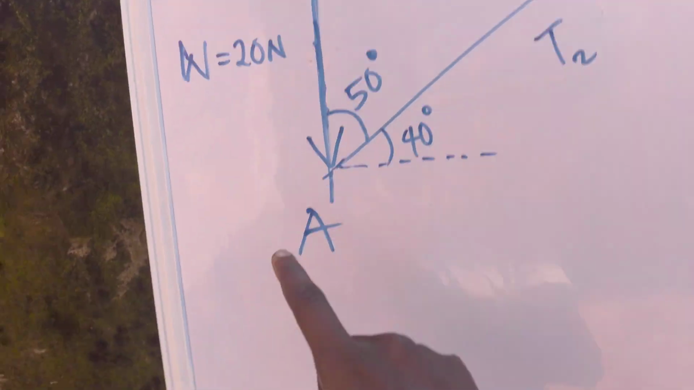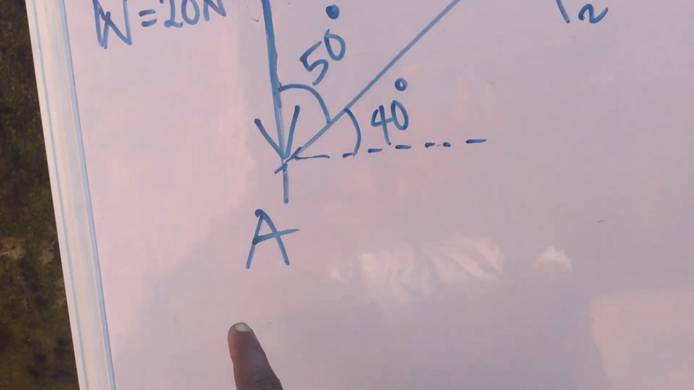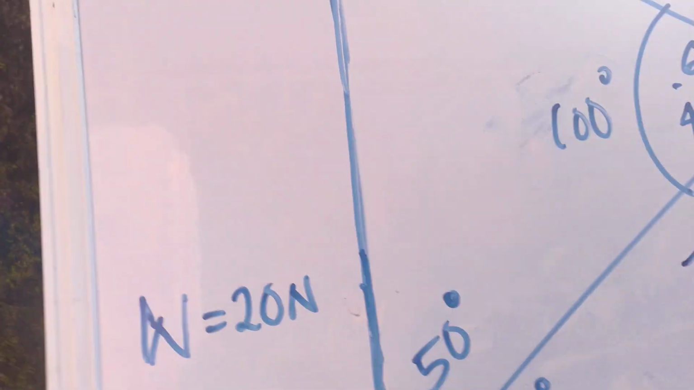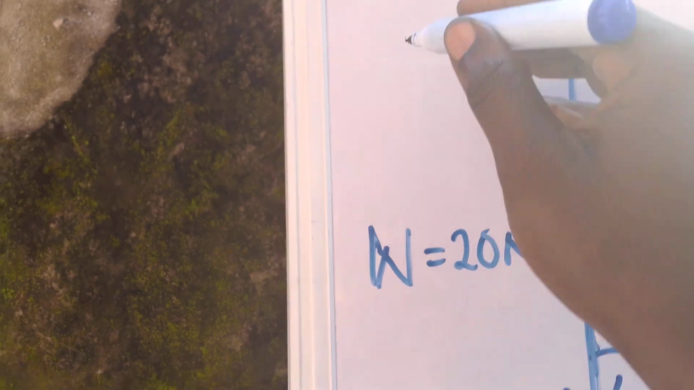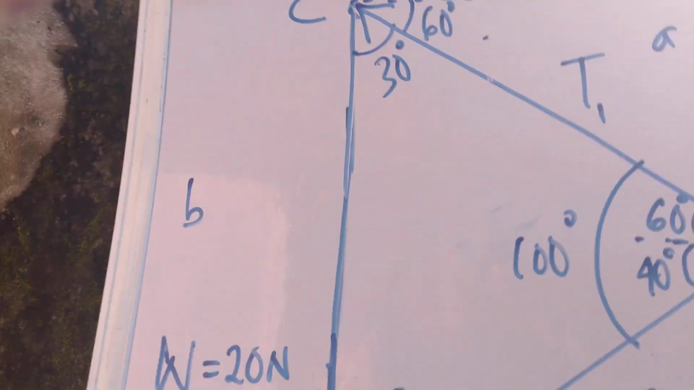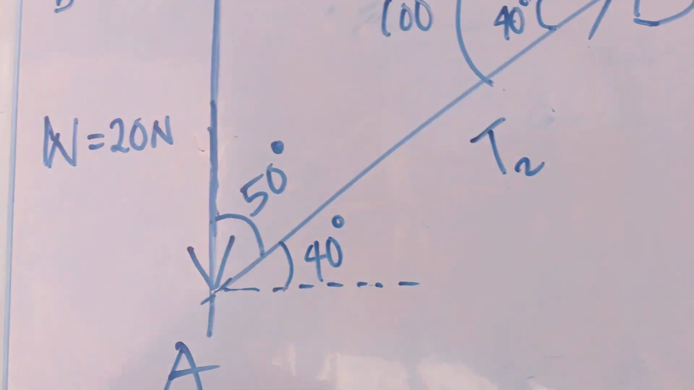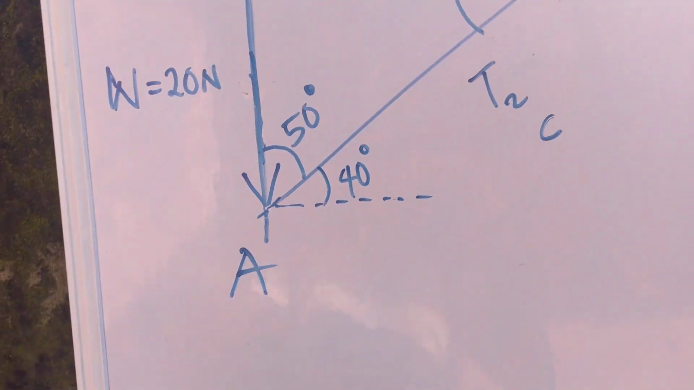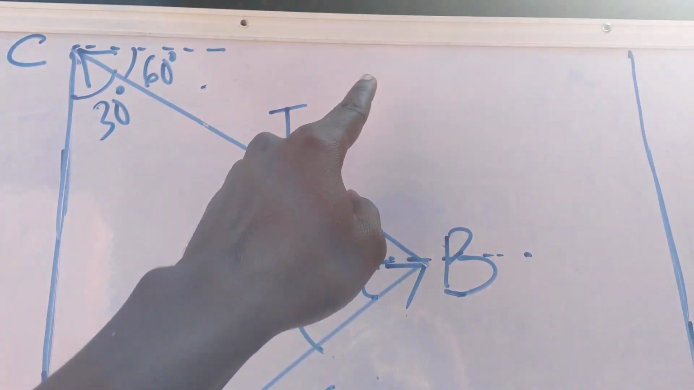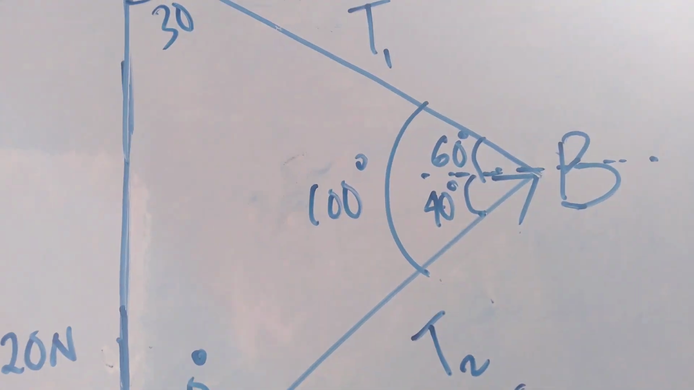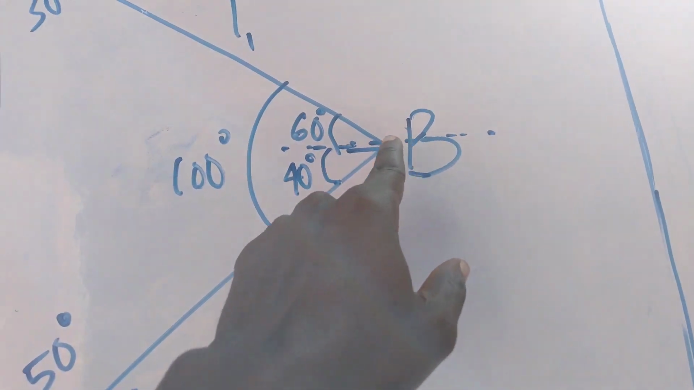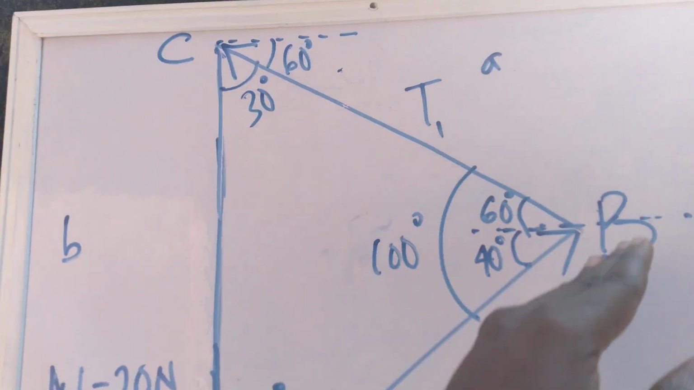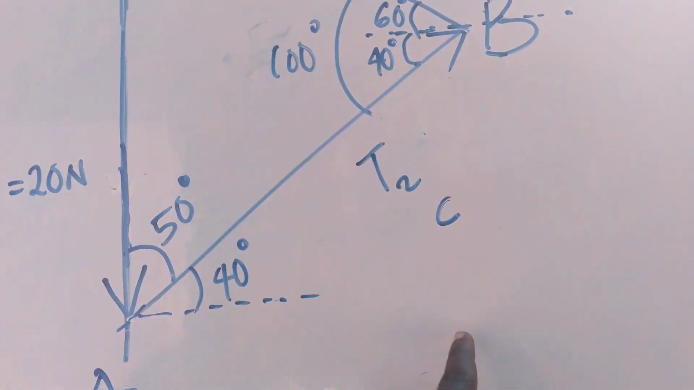If here is capital A, the side facing capital A becomes small a. Here is capital B, the side that faces this B becomes small b. Here is capital C, the side facing capital C becomes small c. So for capital A, the side facing it is small a. Capital B, the side facing this angle at B is small b. Capital C, the side directly opposite to it is small c.